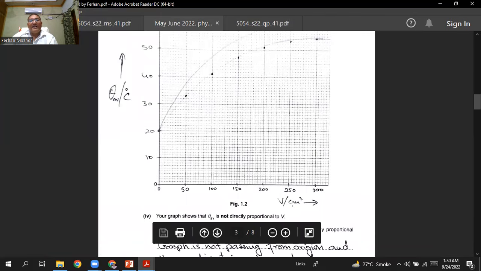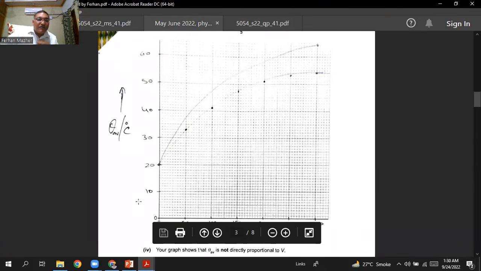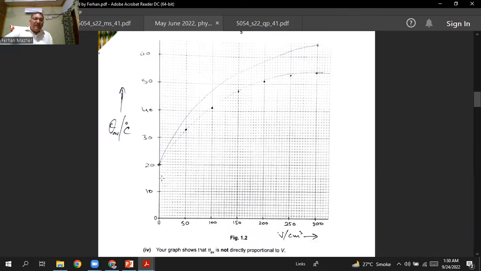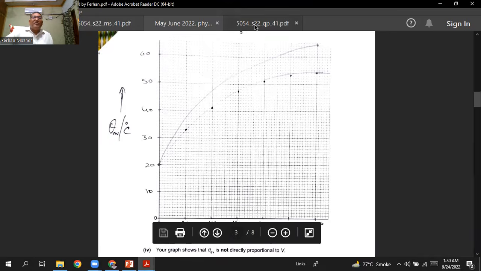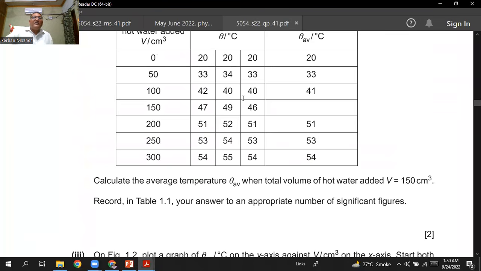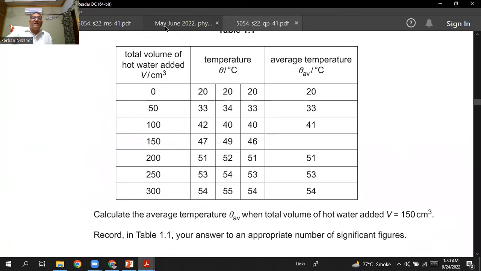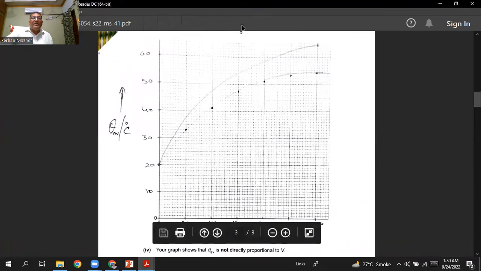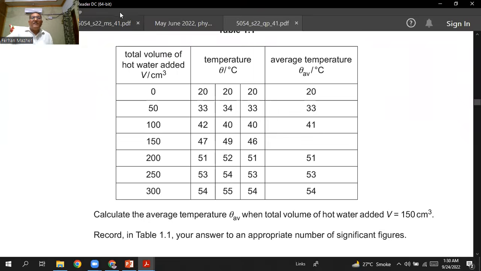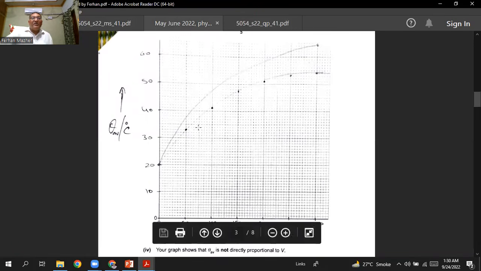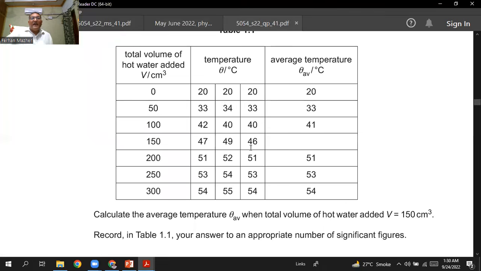So here you can see I have written volume in centimeter cubes, 50, 100, 150, 200, 250, 300. Temperature is represented on the y-axis, 10, 20, 30, 40, 50, 60. Then I will plot those points. What are the points? At 0, you have 20. Then at 50, you have 33. Put this dot.